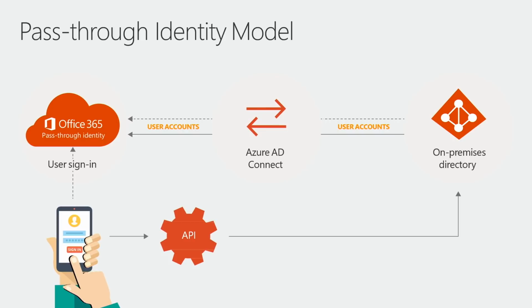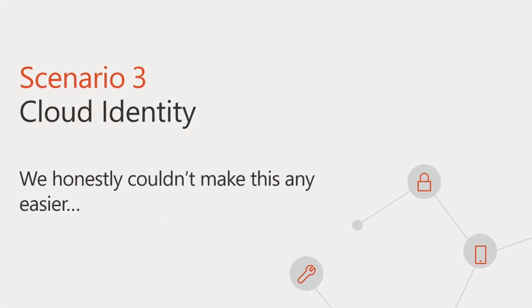What we do is we take the user's login from Office 365, and over the API, we ping the Active Directory environment on premises to check that the username and password is correct, and then allow the user access to your servers. Scenario 3, cloud identity.